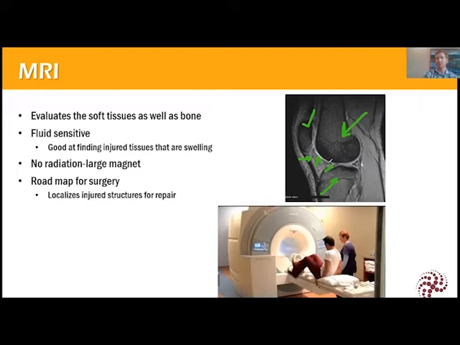These triangles are the meniscus pads. And you can actually see that there's a tear in this meniscus pad. It's the white line going through this triangle, if you can see that. So it gives us a lot of information about the soft tissue of the knee.